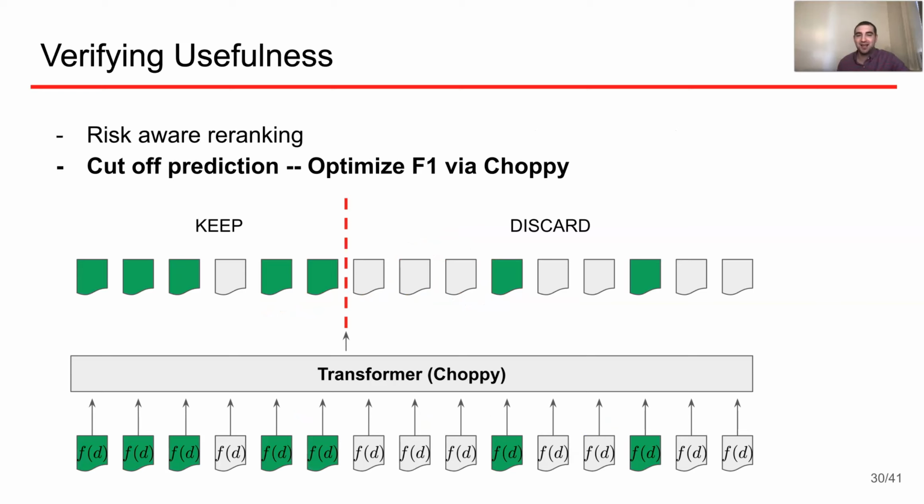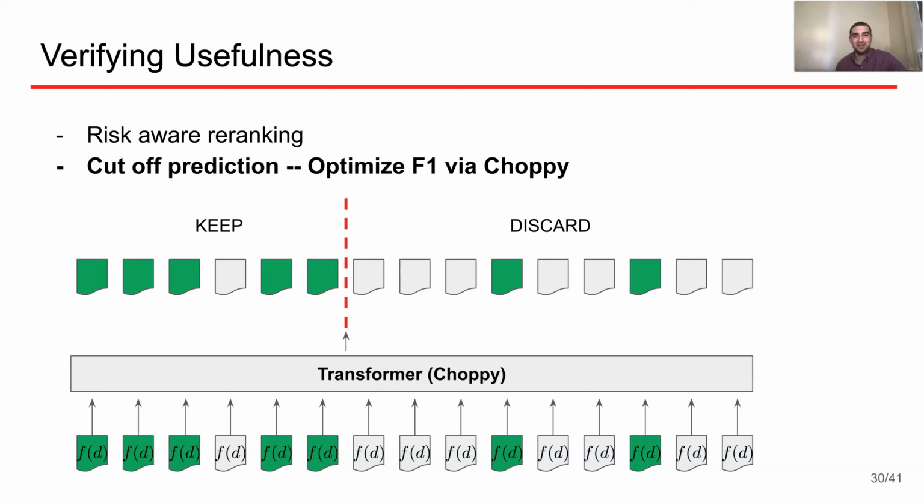In this setting, there's some non-monotonic metric we want to optimize to show our user. So at some point in our rank list, we want to stop showing our user because there's too many non-relevant documents. And we use Choppy, a recent transformer architecture that looks at the output scores for every single document and determines where we want to truncate our rank list.